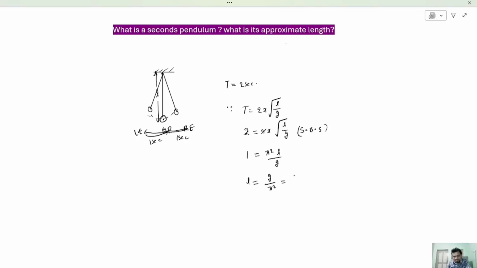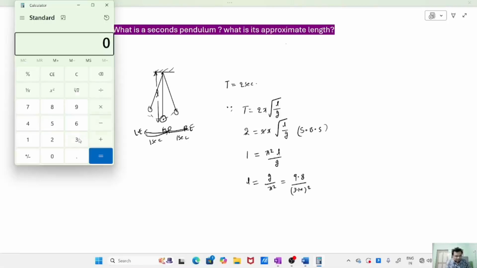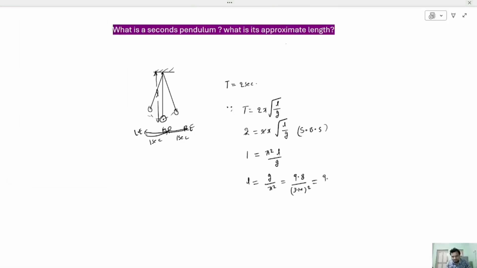What is g? 9.8 meter per second square divided by π, 3.14, the whole square. If I do simplification, 3.14 into 3.14, that is equal to 9.859. 9.8 divided by 9.859.